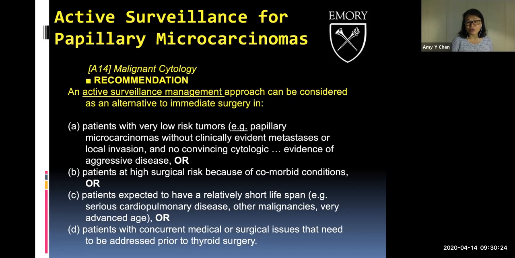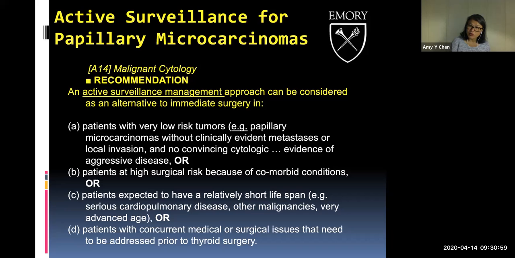Another group is those who are at high surgical risk because of comorbid conditions. For example, I'm following a man who I think is 90 or 92. I started following him when he was 88. He's a very nice man who just doesn't want to have any sort of surgery to his thyroid. I see him every year. We monitor it, and it hasn't really changed all that much, and he's very happy with the current plan. And although, who knows when his lifespan may be abbreviated.